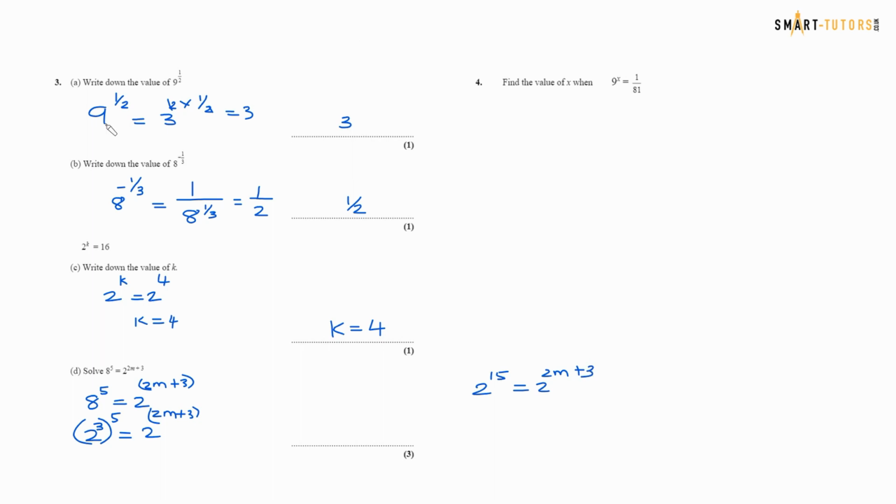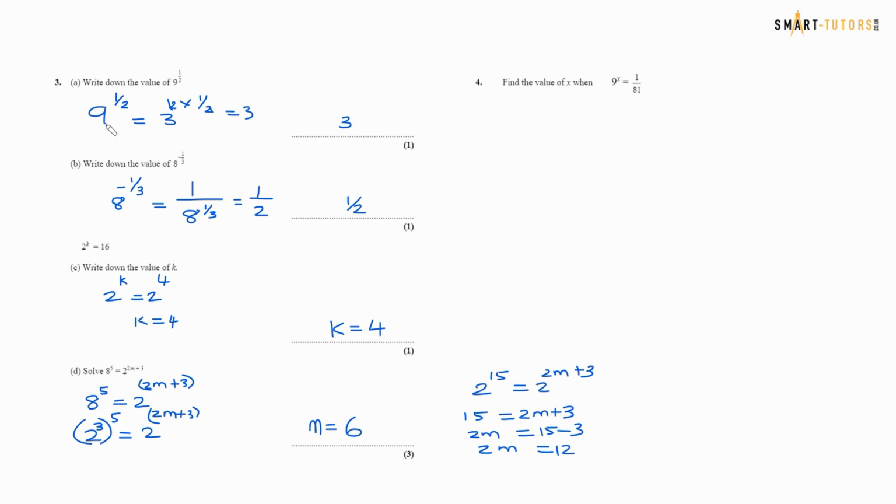Now the bases are same, so 15 equal 2m plus 3. If you rearrange the formula to make the 2m, 2m equal 15 minus 3. So 15 minus 3 is, 2m equal 12. Then finally m equal 6.